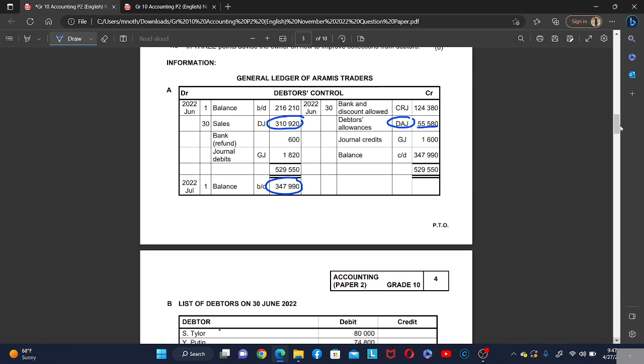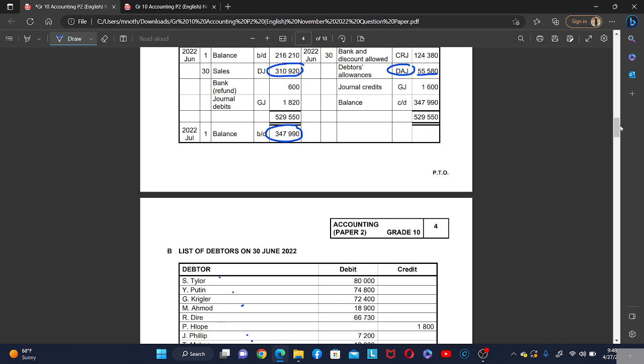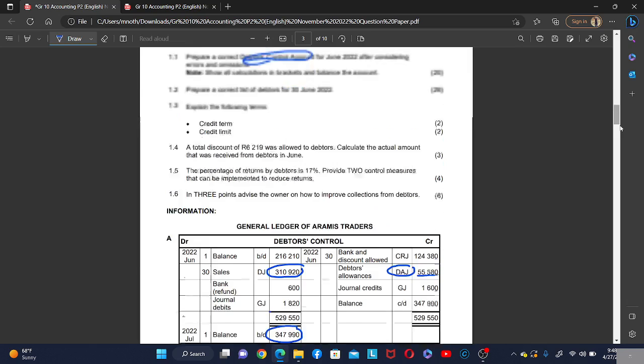Or maybe an error was made in the debtors list. If a transaction was not recorded, it will mean that now we have to come and record it on both sides. But it is going to depend on what the transaction is saying. So let's quickly go to what we are told to do.